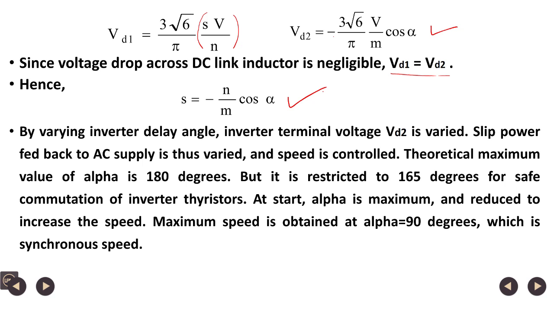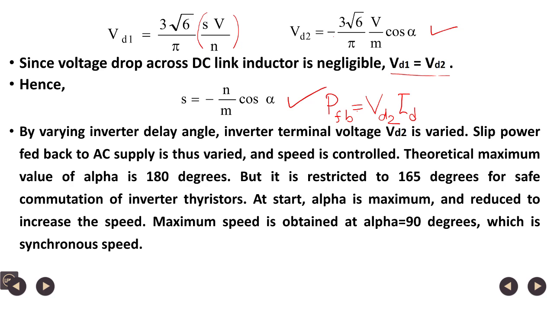Because VD2 is varied, the power fed back to the supply via the inverter is VD2 into the DC link current ID. This is the power fed back. VD2 is the inverter output voltage and ID is the DC link current. So, by varying the firing delay angle alpha, VD2 is varied and the slip power fed back to the AC supply is varied and speed control is obtained.